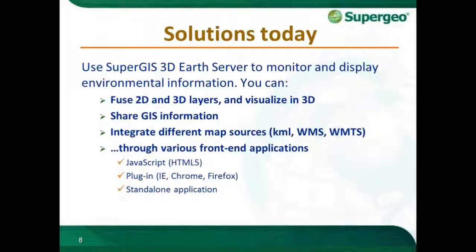The JavaScript version is a web application that can be accessed by HTML5 browsers like Chrome and Firefox, and its performance is limited by browsers. So we provide another web application called SuperGIS 3D Server plugin, the plugin version, and it supports IE, Chrome, and Firefox. There is also a standalone application, just like Google Earth, for you to access the service published by SuperGIS 3D Server. The plugin and standalone application use two graphic engines, OpenGL and DirectX, so you can select either one that suits your PC better.